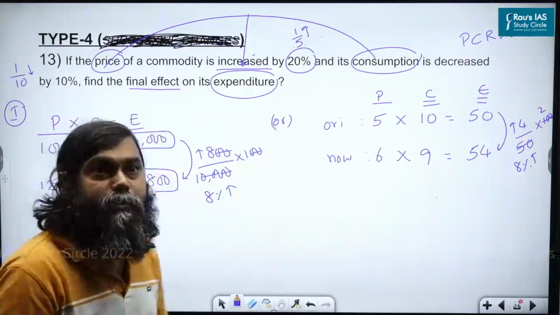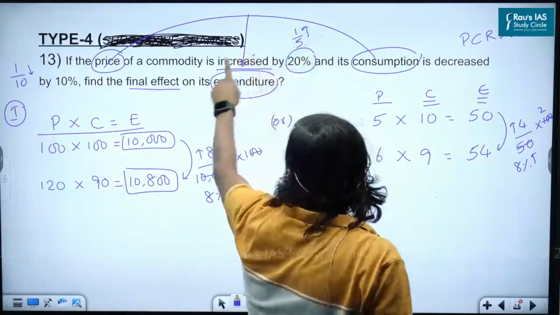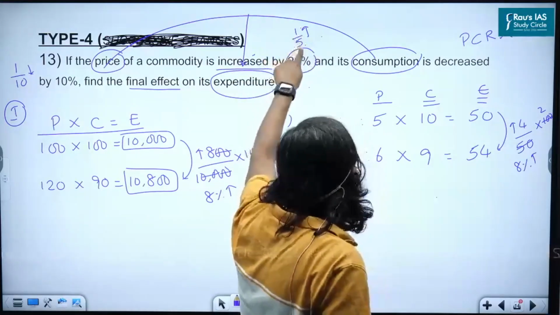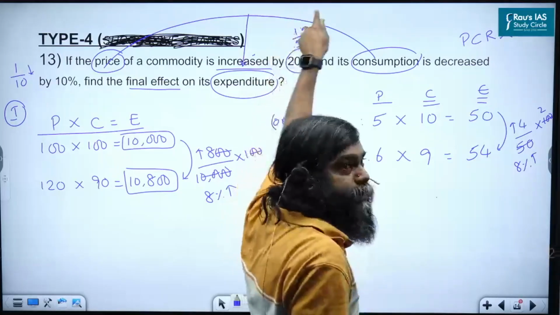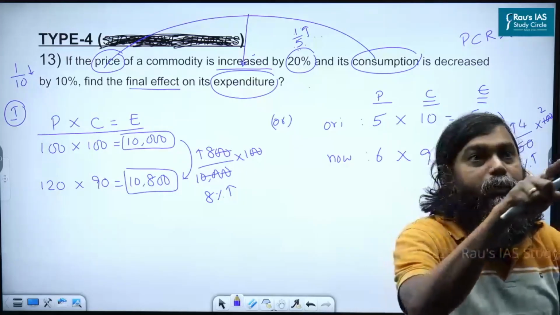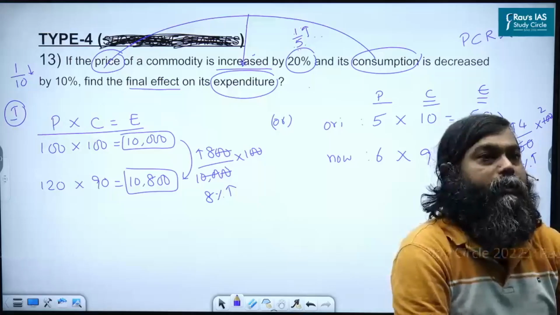All are getting this? Because you have to know what 1/5 means. Price increased by 1/5. That means if my original price is 5 units or 5x, the new price becomes 5 plus 1, 6x or 6 units. All are understood this? Anybody doubt? Totally silent.